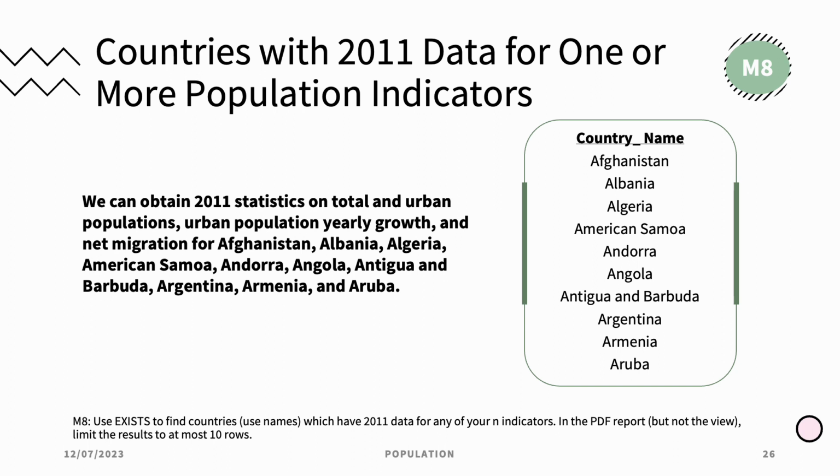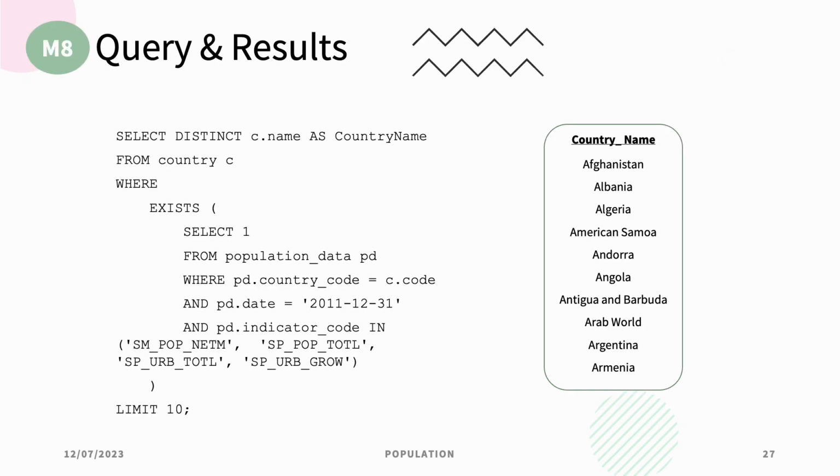Next slide. So next is M8. M8 asks to find the countries which have 2011 data for any of our 4 indicators. So we were able to obtain 2011 statistics on the total and urban population, yearly growth, and net migration for Afghanistan, Albania, and the remaining countries, as you can see. Next is the query and the results. For this SQL query, we were able to retrieve the names of the countries that have specific population data indicators available for the 2011 date from the population data table and present distinct country names.